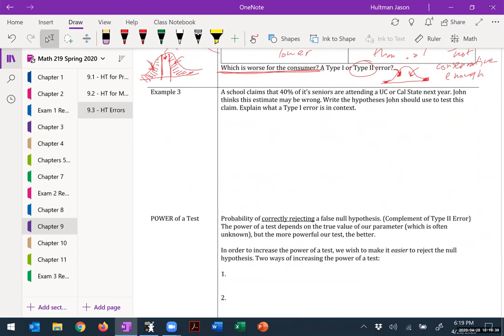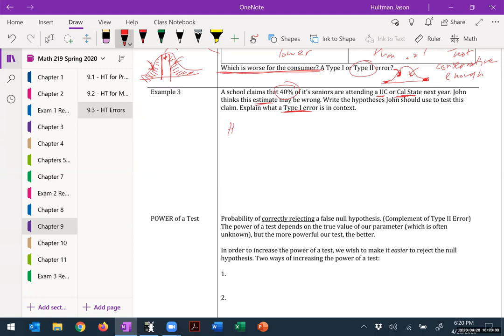Okay, example 3 says a school claims that 40% of its seniors are attending a UC or Cal State next year. Okay, 40%. John thinks this estimate may be wrong. Write hypotheses John should use to test this claim. Explain what a type 1 error is in this context.